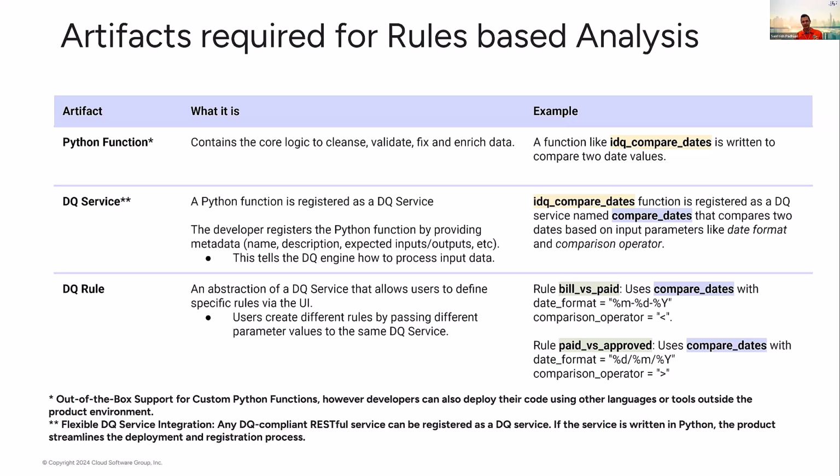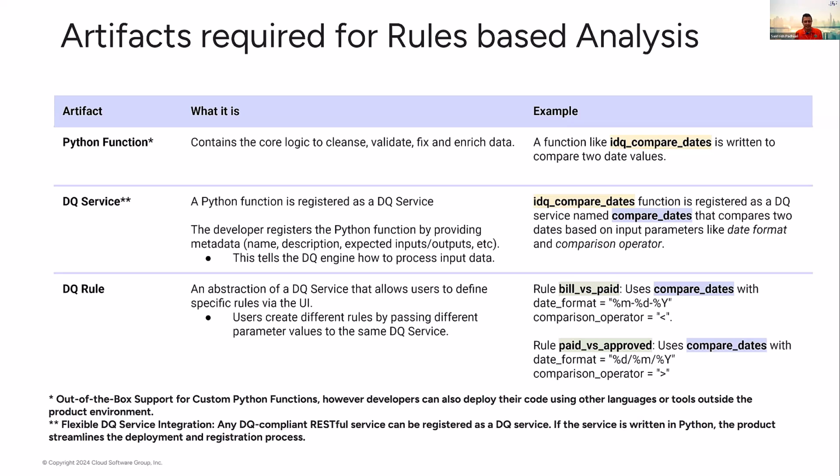So to that end, there are three specific artifacts that you need to consider. One is a Python function. It contains your core logic, where you decide how you want to cleanse your data, how you want to validate, fix, and enrich the data. In our example, we'll show you a function written in Python, which I will do a detailed code review of, and the function is IDQ compare dates. Once you write that function and you deploy that script, you have the ability to register it as a service.